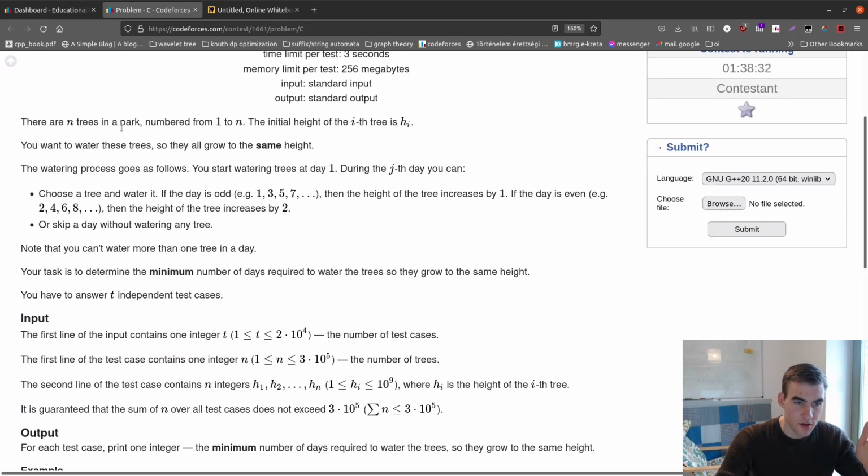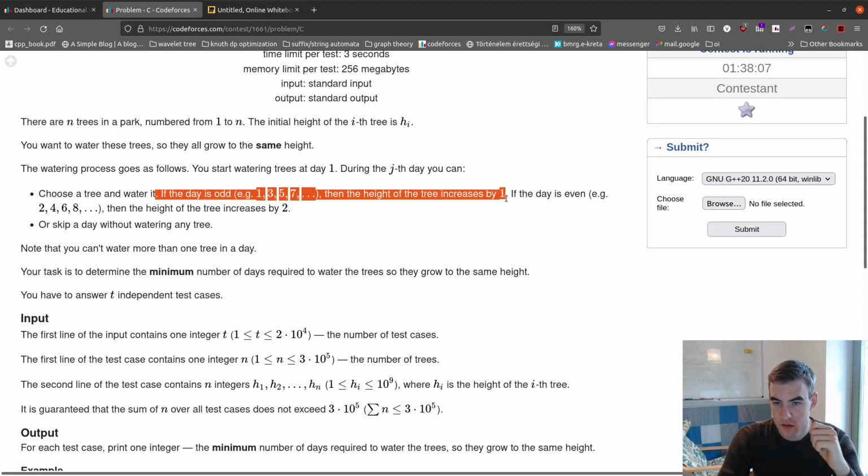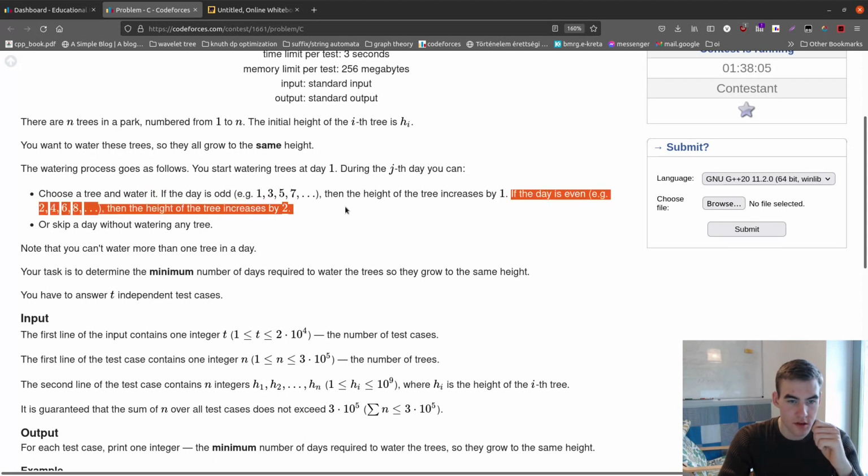There are n trees in a park, numbered from 1 to n. The initial height of the ith tree is hi. You want to water these trees so they'll grow to the same height. You start by watering trees at day 1. During the jth day, you can choose a tree and water it. If the day is odd, the height of the tree increases by 1; if the day is even, the height of the tree increases by 2.